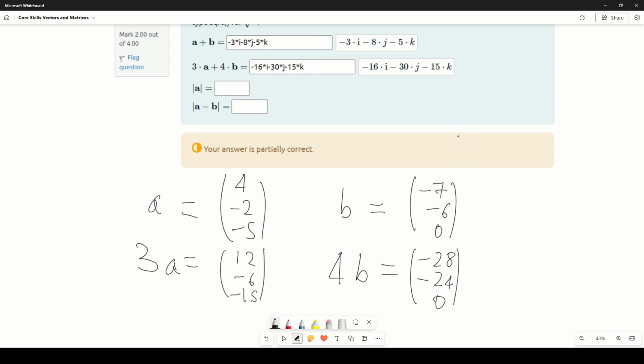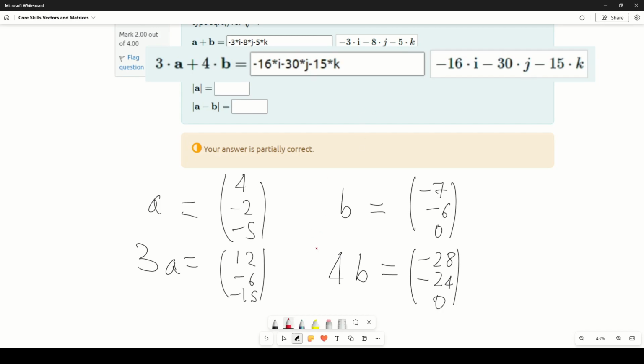Alright, now we have these, and again we do the same thing as we did in the last question, and we add them. So when we add them, we get minus 16, and we get minus 6 plus minus 24, we get minus 30, and we do minus 15 plus 0, which gives us minus 15. And when we write it out in the form that's given in the question, we get our vector, which is minus 16i, minus 30j, minus 15k.